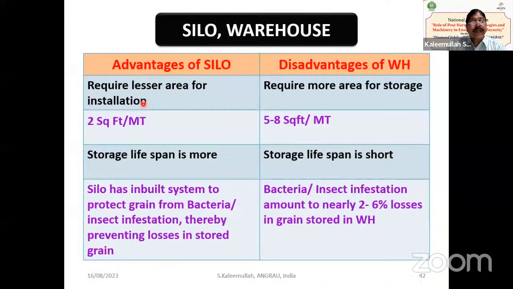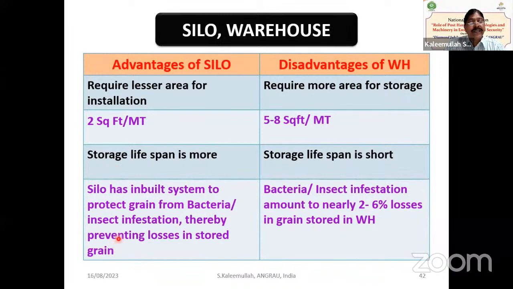And coming to the advantages, silos require very little area, whereas the warehouse requires more area. Silos require only 2 square feet per metric ton, but in the case of the warehouse, it requires 5 to 8 square feet per metric ton. And the storage lifespan is longer, whereas in the warehouse the storage lifespan is very short.